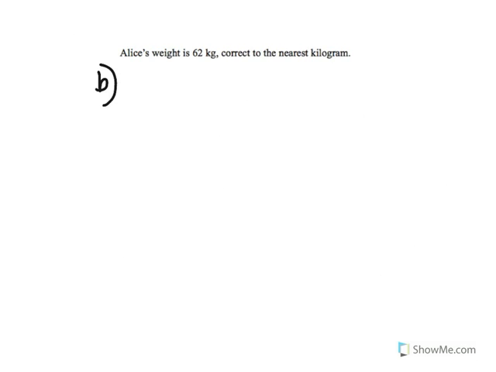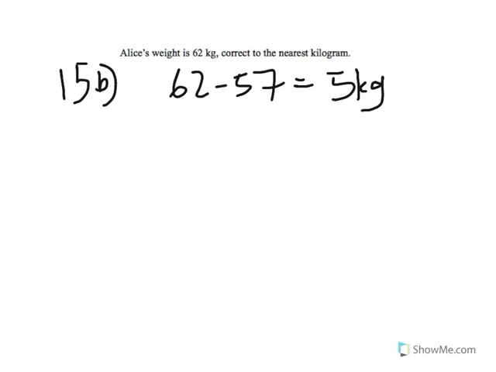Okay, question 15b is asking you to find the upper bound for the difference between Alice's weight and Mia's weight. Now, if you were going to find the difference regularly, you just do Alice's weight minus Mia's weight. So 62 minus 57, which would give you 5 kgs as the difference. But in this case, they want the upper bound.